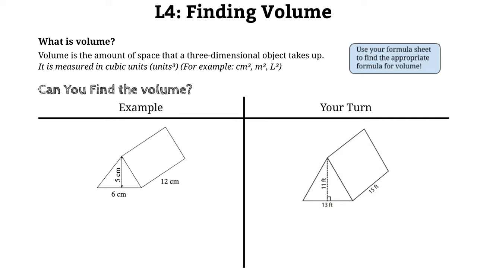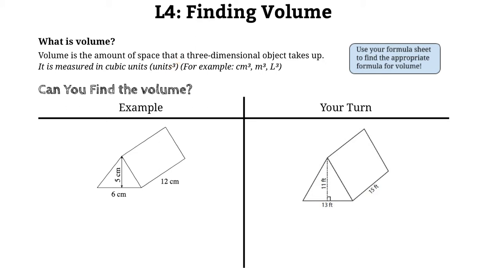In this video, we're going to be finding the volume of three-dimensional objects. Volume is the amount of space that a three-dimensional object takes up. So for instance, if you had a box, the amount of space inside that box is the volume. And volume is measured in cubic units, so whatever unit of measure that we're using, we need to put an exponent of 3 at the end.